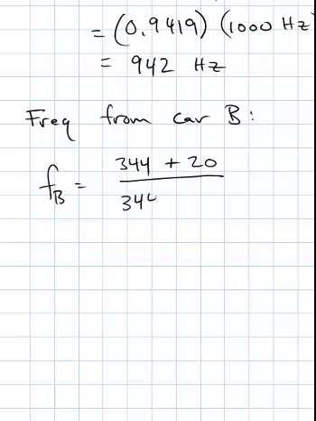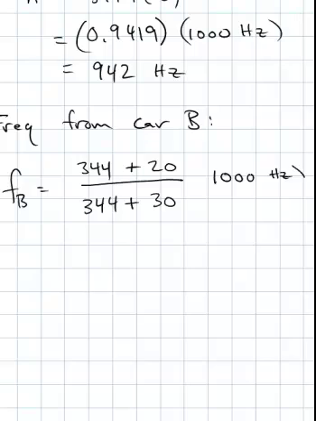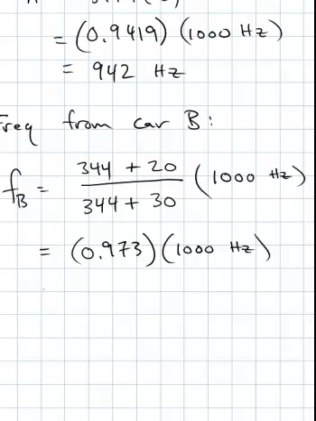And in the denominator, now we put the speed of the source. And the source is moving away from you, which makes the frequency shift lower. So we need to increase the denominator by putting a positive 30 in the denominator. That shifts it in the right direction. And this is all multiplied by 1,000 hertz. And what do I get? 0.973 multiplied by 1,000 is 973 hertz.